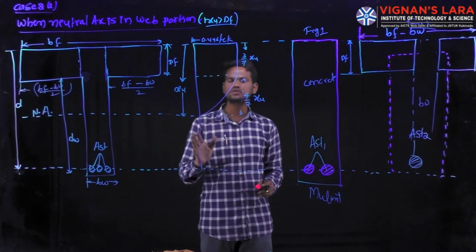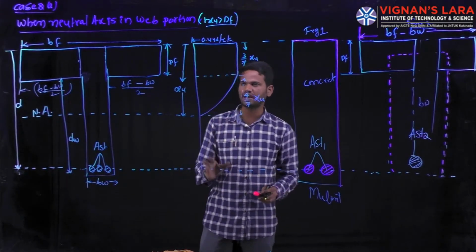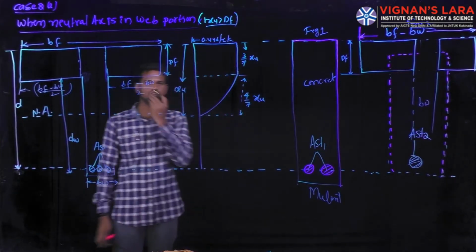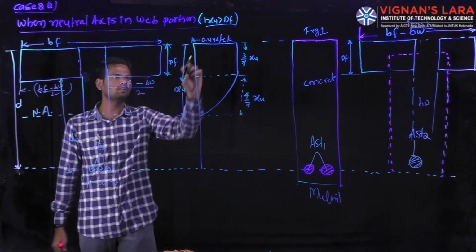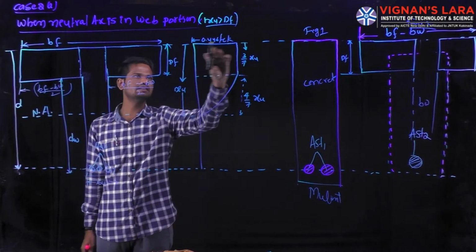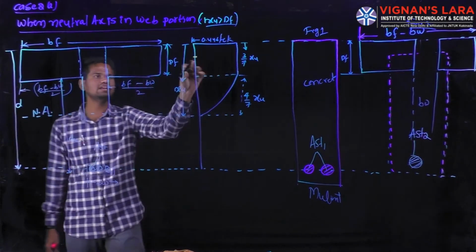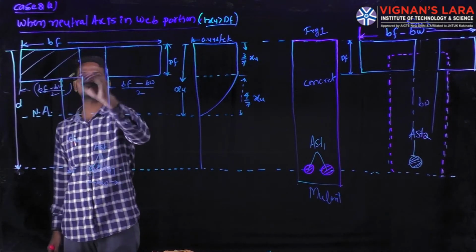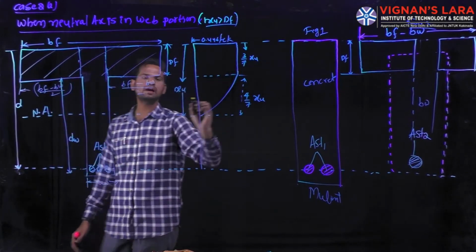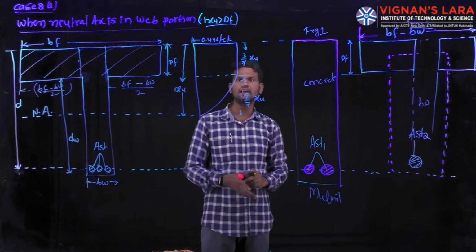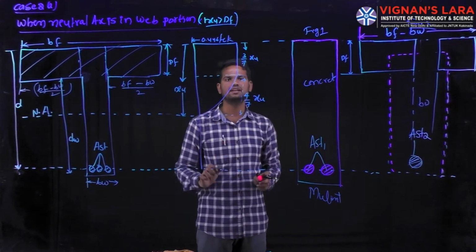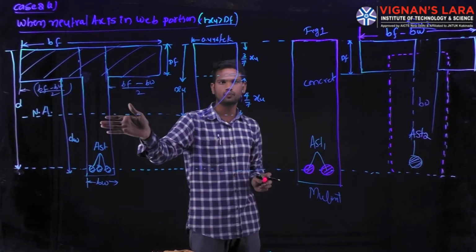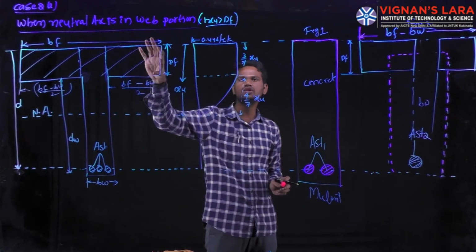In case 2, we have one more condition, that is when the stress block is uniformly stressed. Uniformly stressed means, suppose you consider here, this is your rectangular portion. In this rectangular portion, this is our regular concrete block. In this concrete block, the stresses are getting up to this portion only. That means in the flanged portion, when the neutral axis lies in the web portion, the stress block is uniformly stressed.